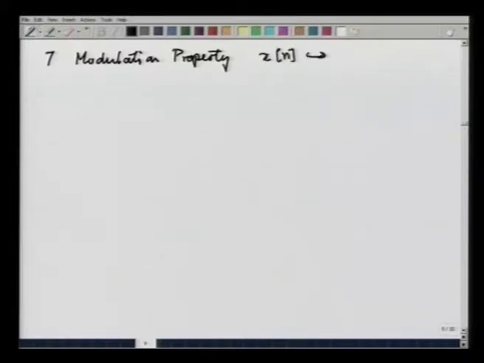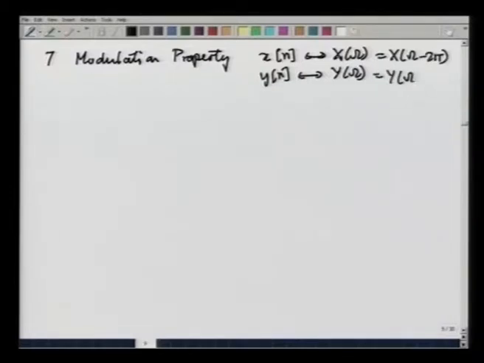Now, where this becomes interesting to us is when we consider the next important property of the DTFT called the modulation property. Now, the modulation property is all about multiplying two discrete time sequences and seeing what happens to the DTFT of the product. So, if x[n] transforms to X(omega), y[n] transforms to Y(omega), we know that both Y(omega) and X(omega) are periodic, that is to say that X(omega) equals X(omega minus 2 pi), and Y(omega) equals Y(omega minus 2 pi).